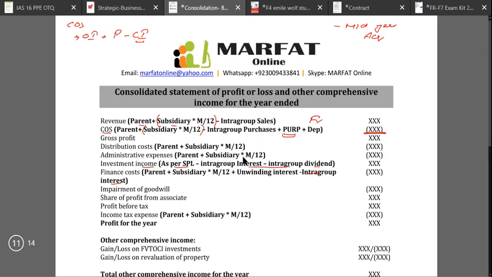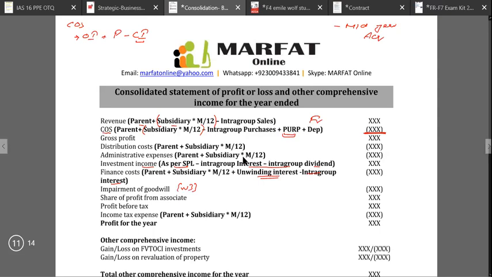So finance cost, if you see, is the parent plus subsidiary plus unwinding. If you remember the unwinding which we made on the contingent deferred consideration, it was a finance cost, so it will be added over here, and then minus intragroup interest. Then you have the impairment of goodwill, which is coming from working number 3. It will be deducted from here.